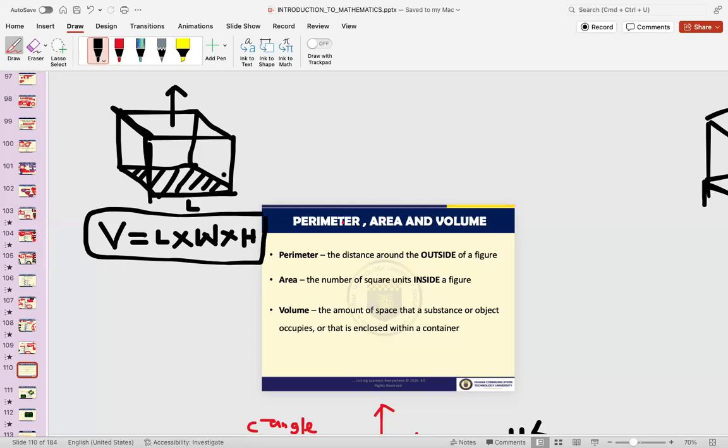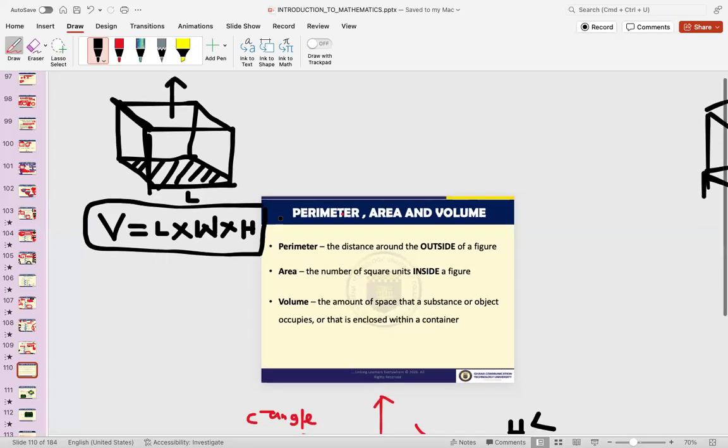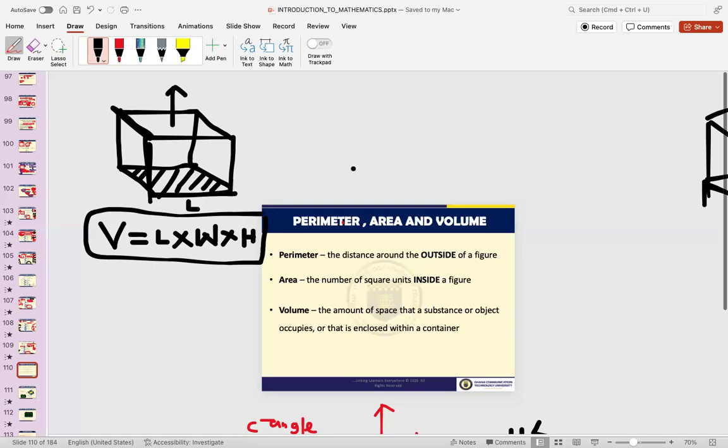Now, what if I want to know the area of this box and not the volume? I'm interested in the area. If I'm interested in the area, then I need to dismantle the box. And look at how the dismantling happens. So now I'm opening the box up. This is the base that I shaded in the first drawing. This is the base. So I'm now opening up.